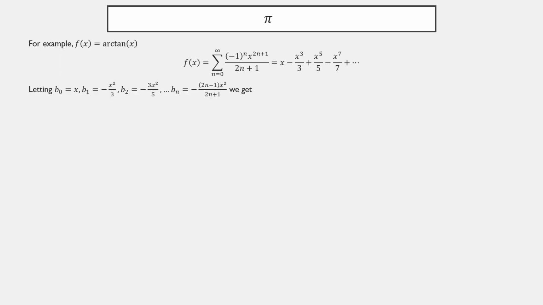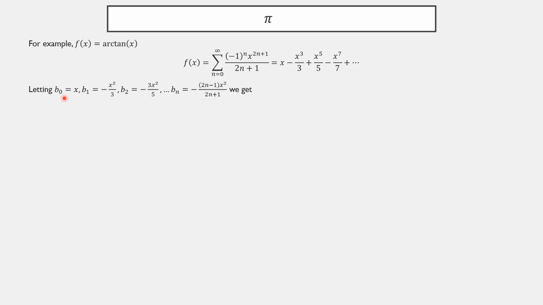As a particular example then, let's consider the function arctan of x. Arctan of x has a well-known power series expansion centered at 0. It's an alternating sum of odd powers of x divided by whatever that odd power was. How are we going to make that look like the series we need to apply Euler's continued fraction formula?